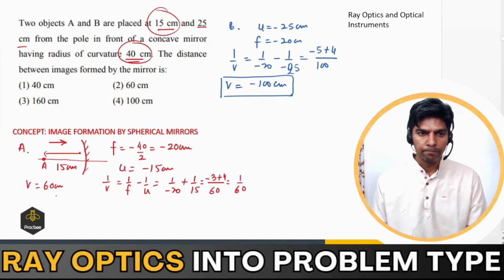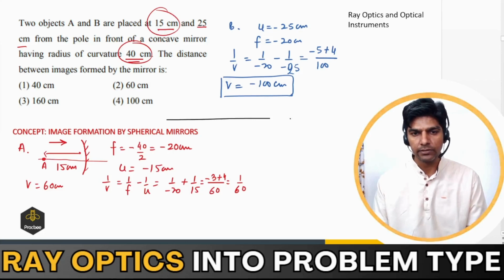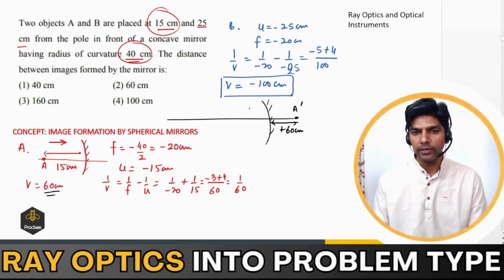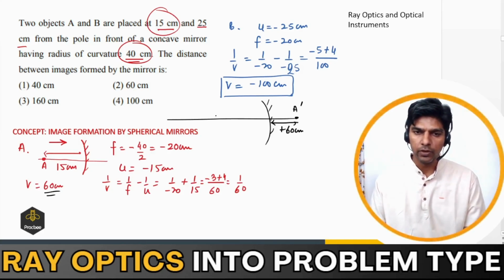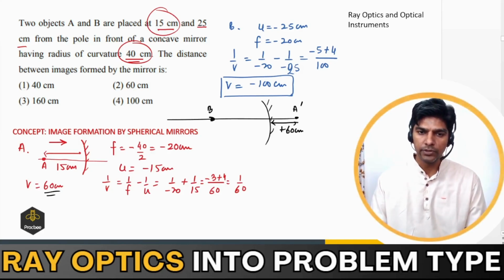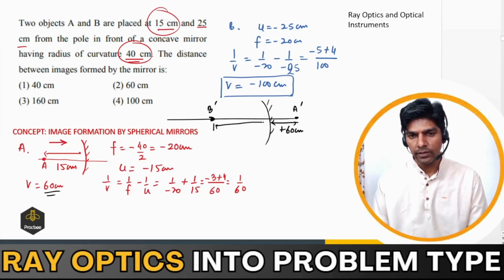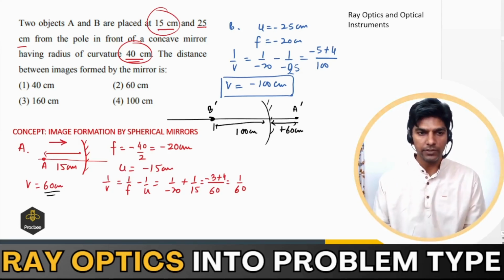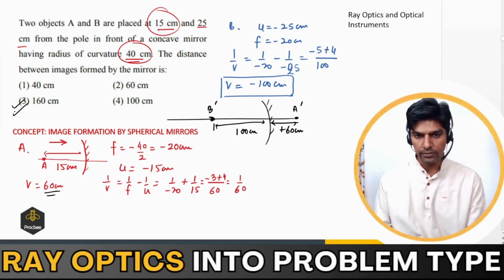If I show this on the same principal axis, this is the principal axis, this is the mirror. The first image is formed at plus 60 centimeter. That is the image of A. And the image of B is formed at minus 100, which is in the left direction, against the direction of the incident ray. So this is the image of the second object, at 100 centimeter. What is the distance between the images of A and B? It is 100 plus 60, that is 160. So option 3 is the right answer.